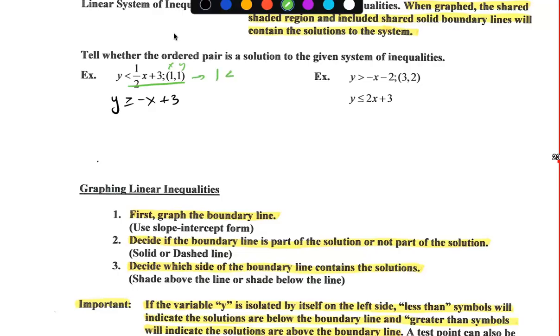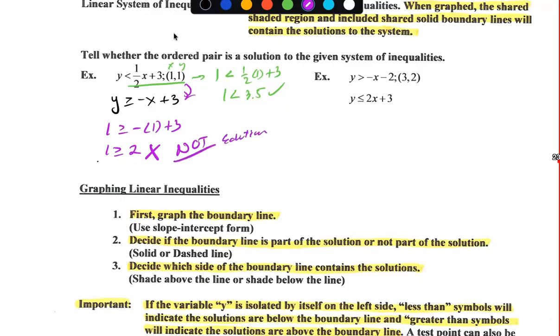1 is less than 1/2 times 1 plus 3. So that's 1 is less than 3.5. That's true. All good. Let's try the second one. So 1 is greater than -1 plus 3. 1 is greater than 2. That's not true. 1 is not bigger than 2. So this is no, not a solution. Right? So again, as long as it fails one, it fails both. It has to be true for both of them.